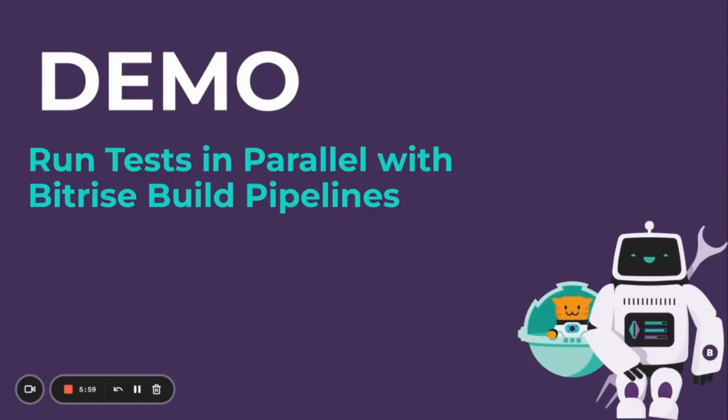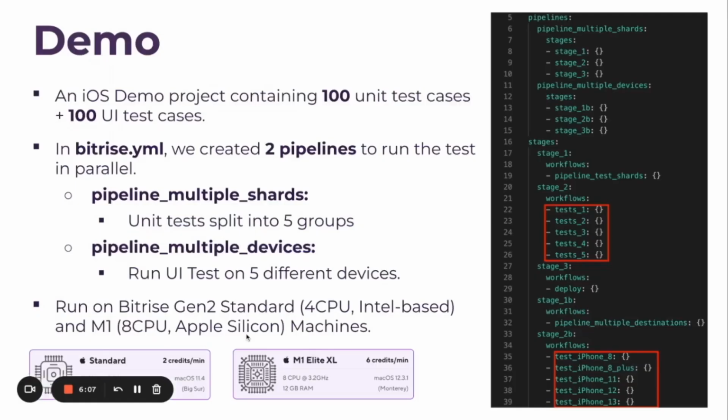Here's a demo of how to run unit and UI tests in parallel with Bitrise build pipelines. I created an iOS demo project containing 100 unit test cases and 100 UI test cases. I will share the link of this Git repo later, and you can check it yourself.